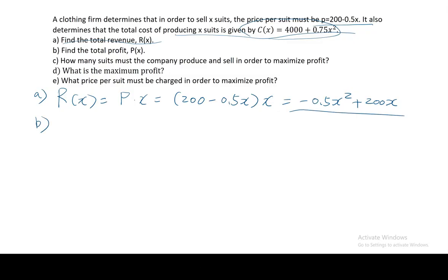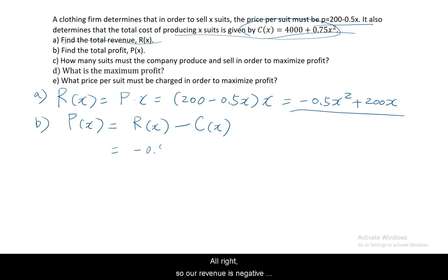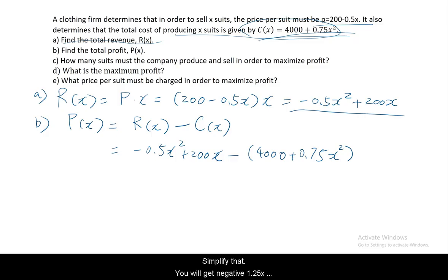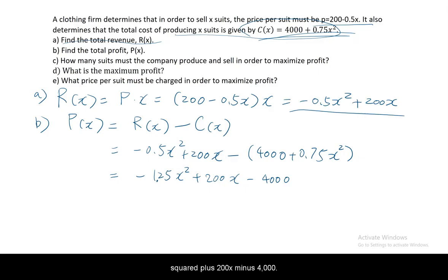Okay, part B. Find the total profit, P of x. All right, so we know profit is how much money you sold, which is the revenue, minus the cost, C of x. So our revenue is negative 0.5x squared plus 200x minus, and we're given C of x, that's 4,000 plus 0.75x squared. Simplify that, you will get negative 1.25x squared plus 200x minus 4,000.